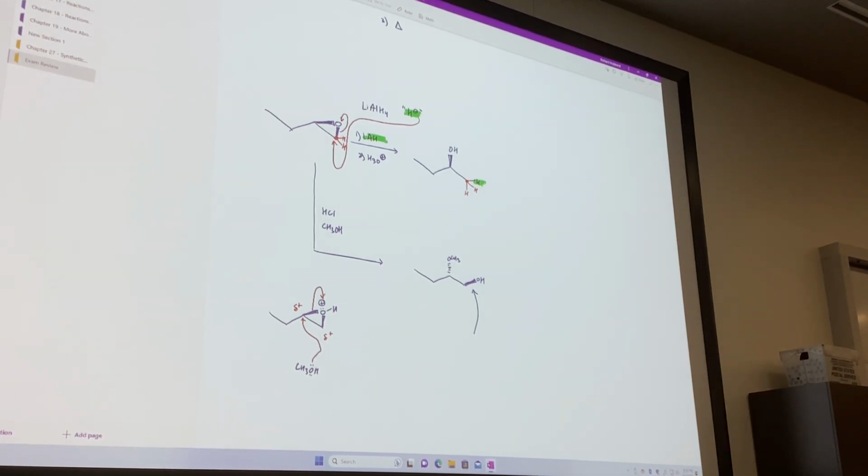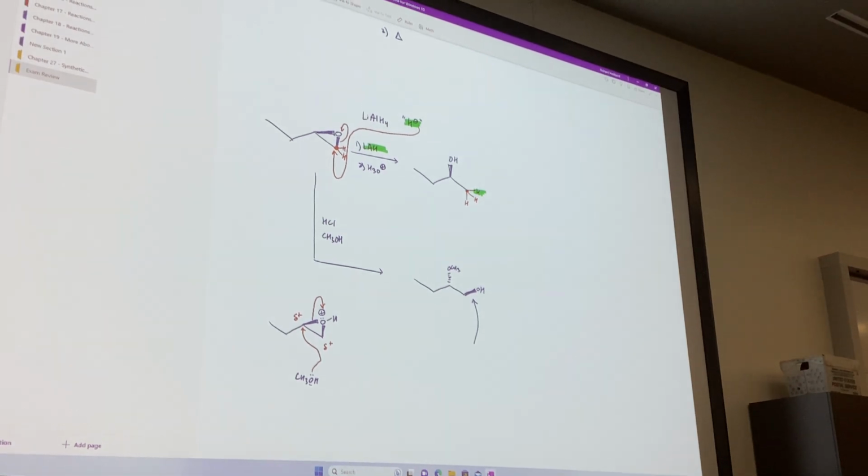So the hydride is strong enough to kick off the oxygen in that sense? Oh yes, hydride is a very strong nucleophile, very strong base.